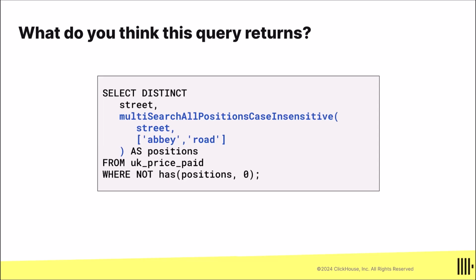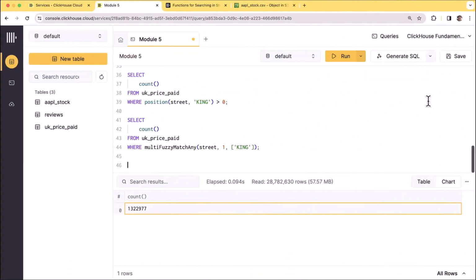We're going to search multiple terms. We're going to search for Abbey Road, both of those in street, and they're going to come back as an array of positions. And notice in the where clause, I'm using the has function, which is an array function. If there's a 0 inside there, that means Abbey or Road or neither one of them were found. So if there's no 0, notice I put where it's not, that means both Abbey and Road must have been in the word.